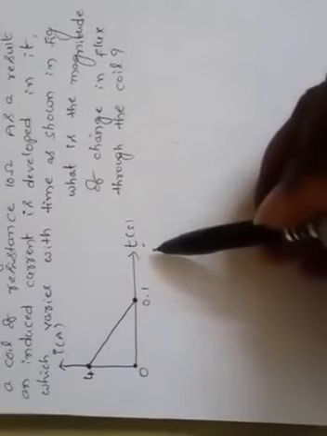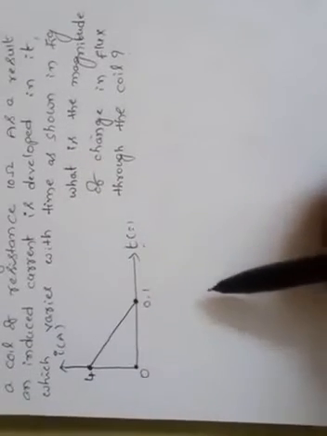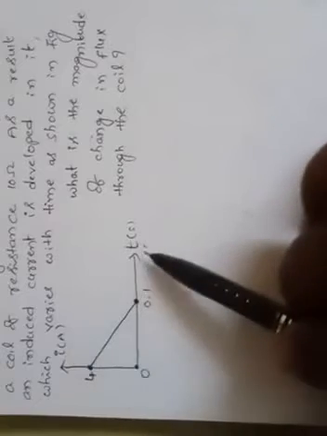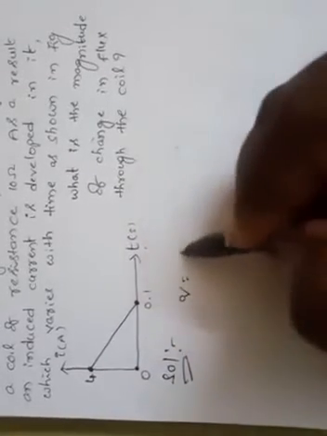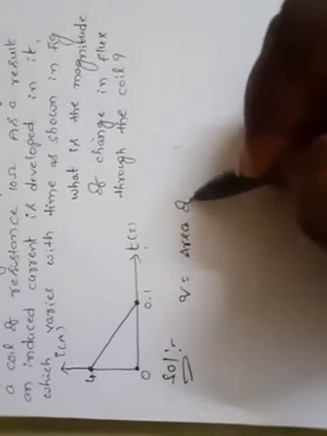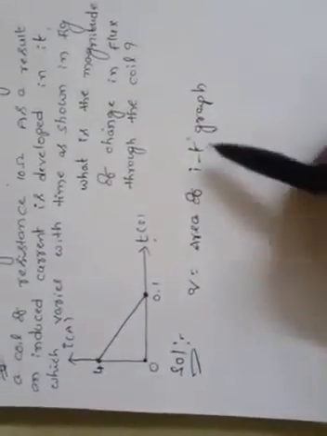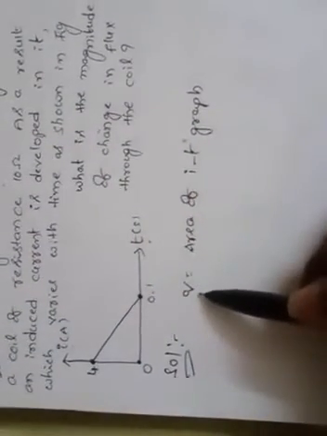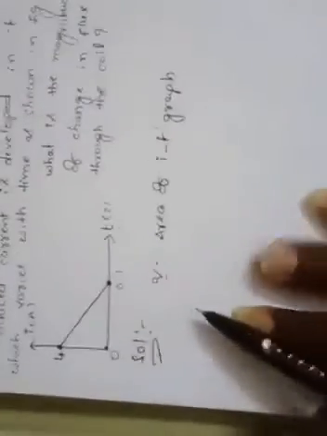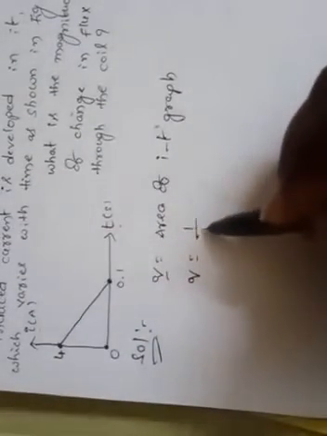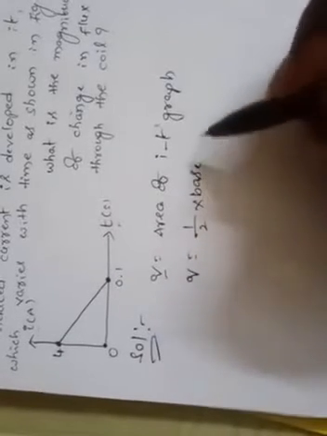We know current is equal to charge upon time. So when the graph is given between current and time, how do we calculate the charge? Charge is the area of the I-t graph. If you find the area under the I-t graph, what we always get is the charge. So what is the shape of the graph? It is like a triangle. So we can write charge is equal to half into base into height.